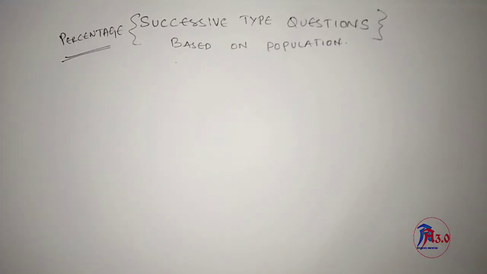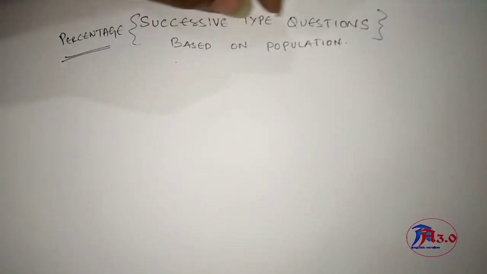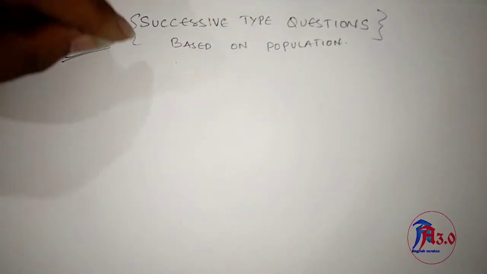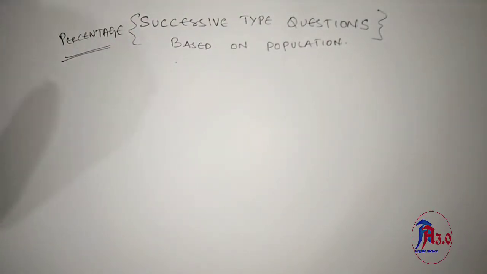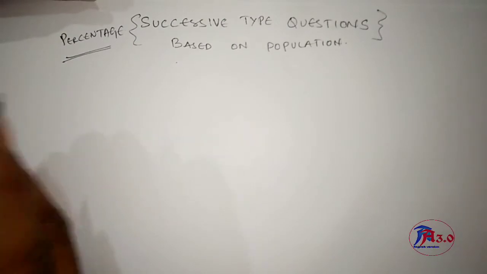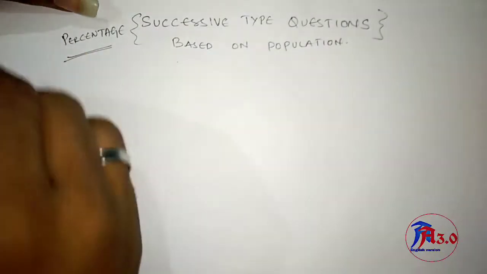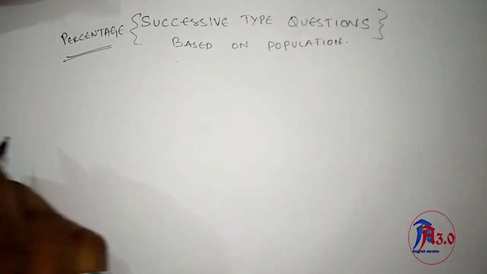So today we are going to discuss percentages, successive type questions based on population. In the previous video, we discussed income, expenditure and saving type questions, that too on successive. So today we are going to discuss the population type questions. Let me take the first question.